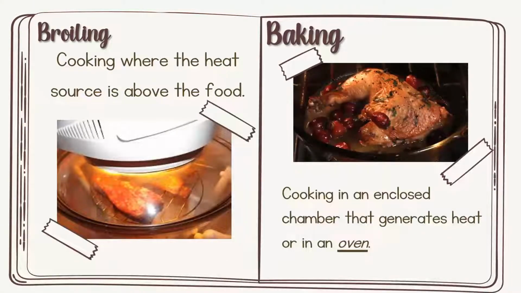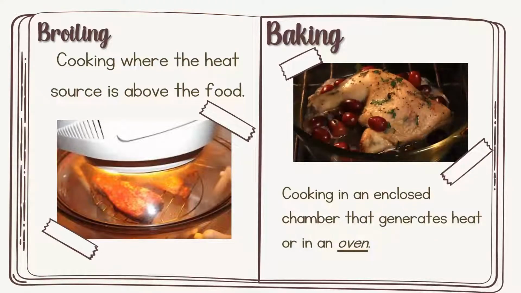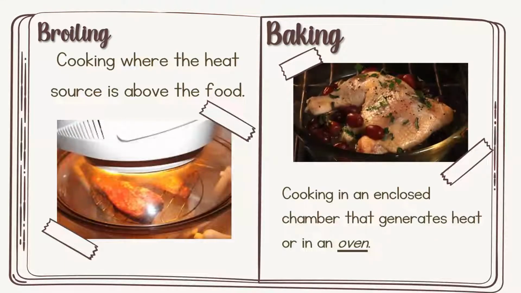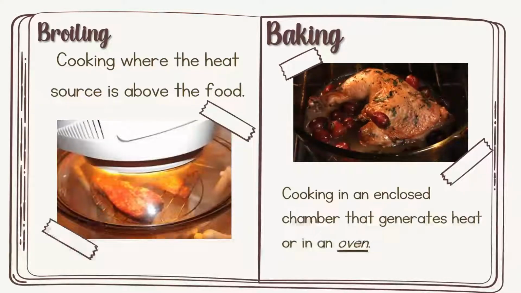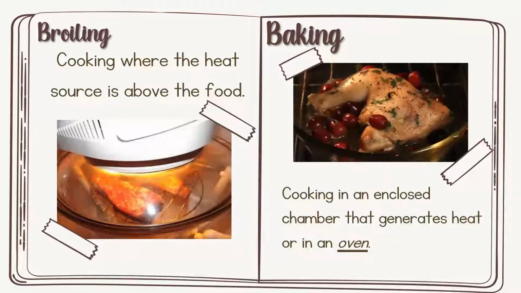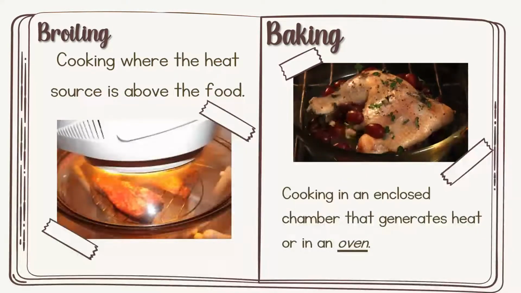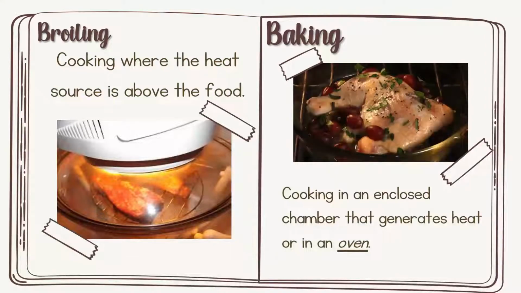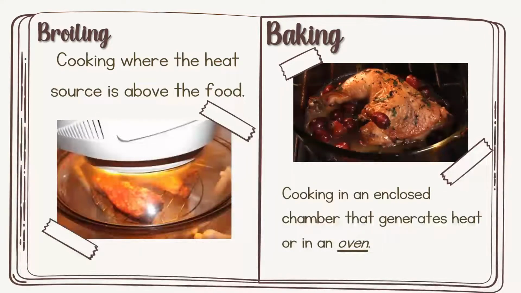Next, we have broiling. If in grilling the heat source is below the food, this time the heat source is above the food. Next, we have baking. Baking is cooking in an enclosed chamber that generates heat, or what we commonly call an oven.